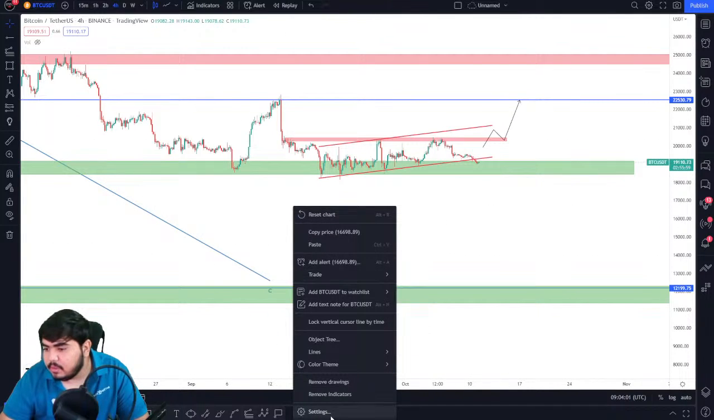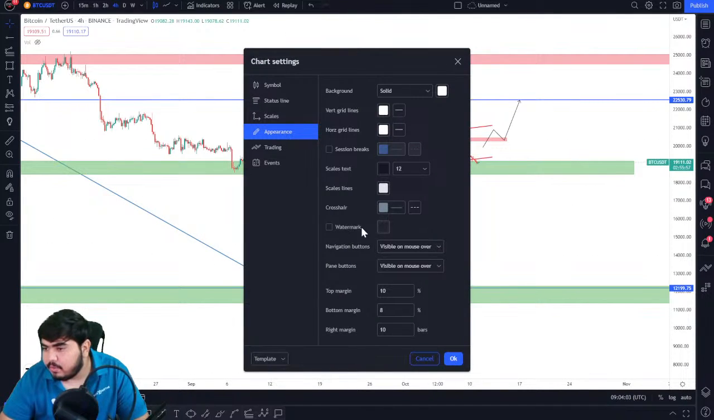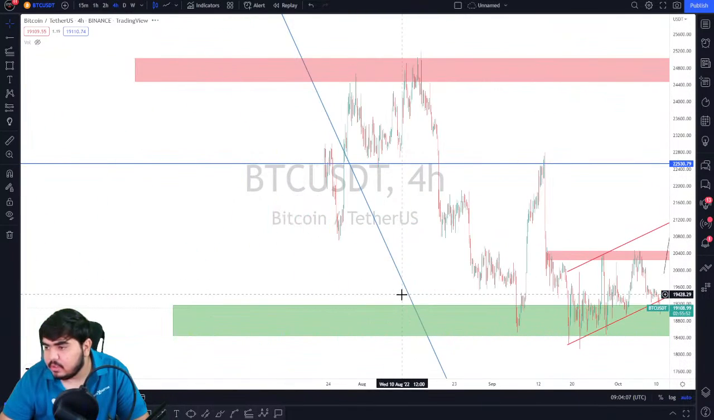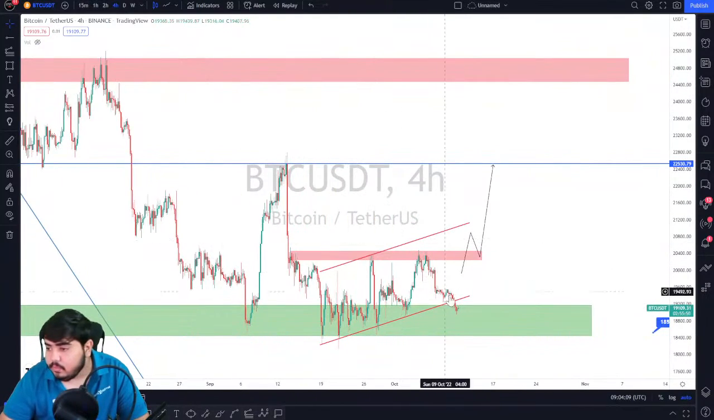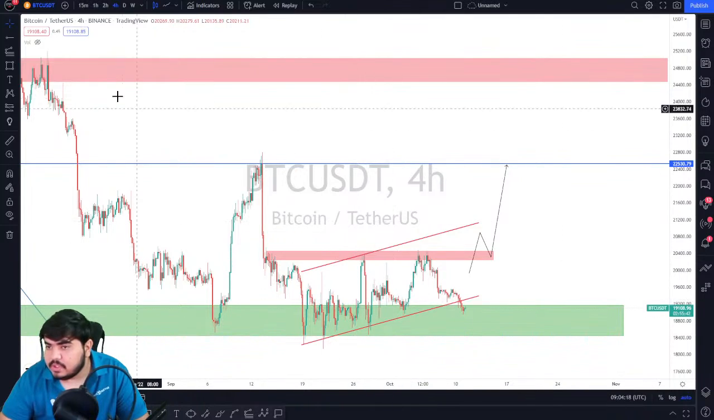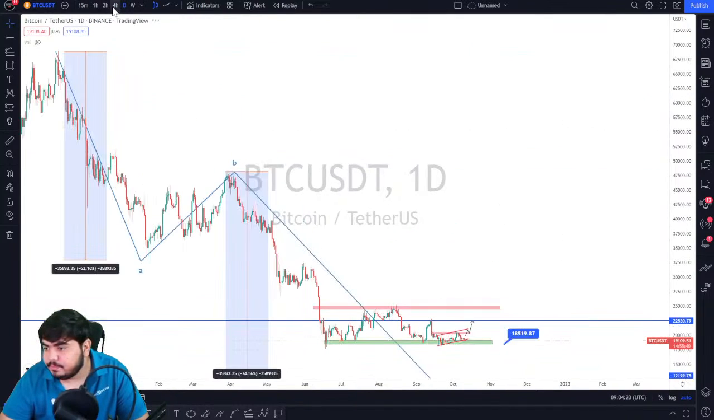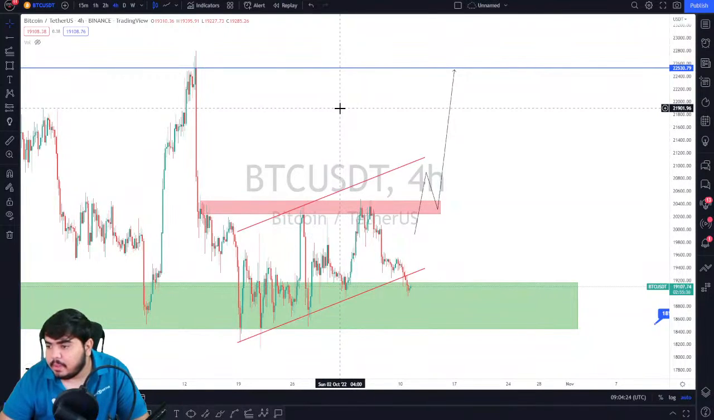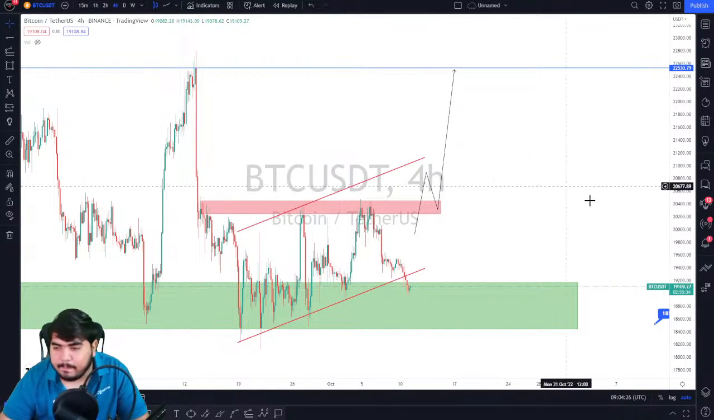Let me actually make a watermark as well so that you guys can see which pair we are analyzing. So that's the key level on the Bitcoin that we are seeing right now, this area of support. So let's see how this one plays out on the BTC USDT 4 hour time frame.